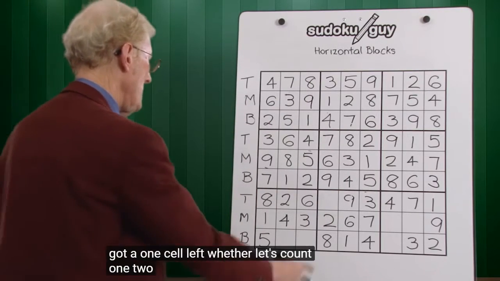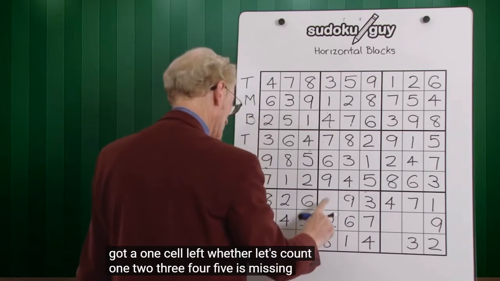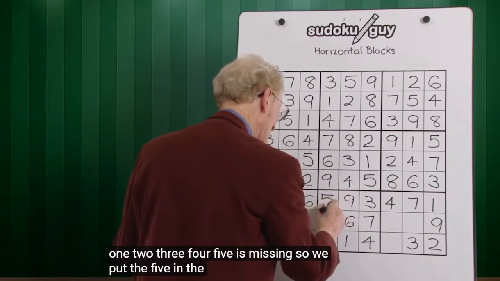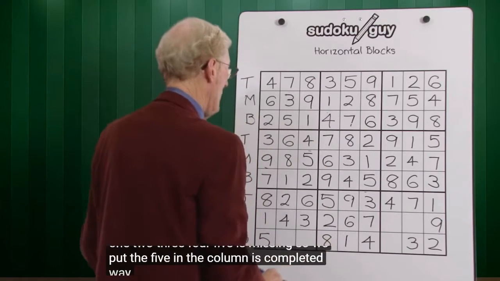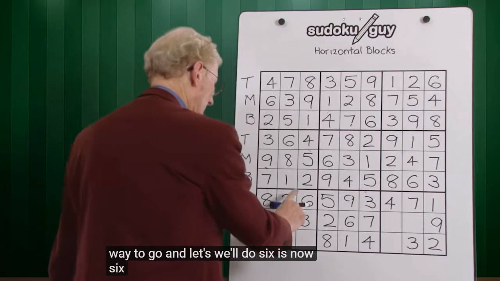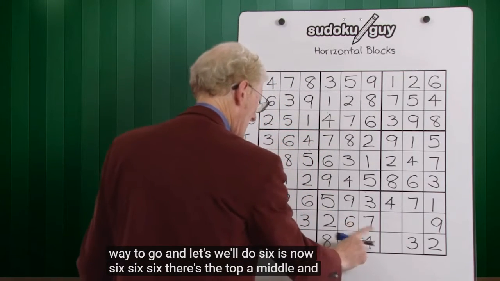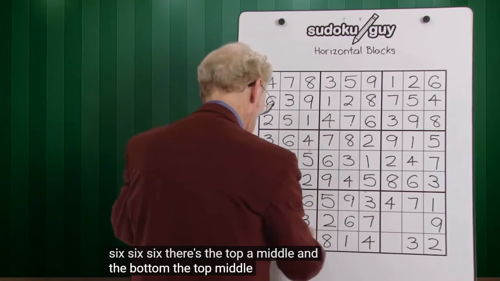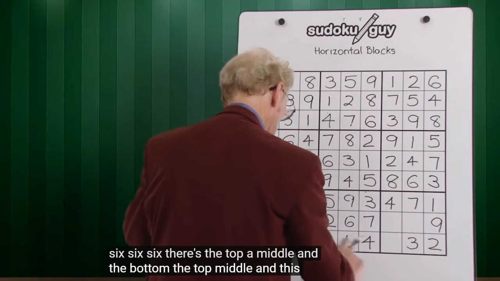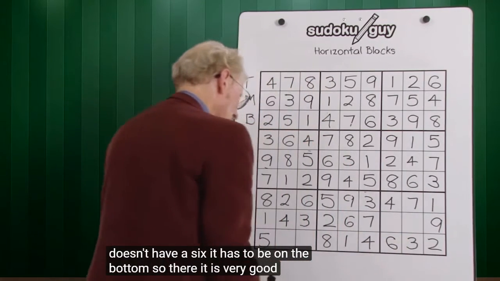Now, this row has only got a 1 cell left. Let's count. 1, 2, 3, 4, 5 is missing. So we put the 5 in. The column is completed. Way to go. We'll do 6s now. There's a top, a middle, and a bottom. This one doesn't have a 6. It has to be on the bottom. So there it is. Very good.